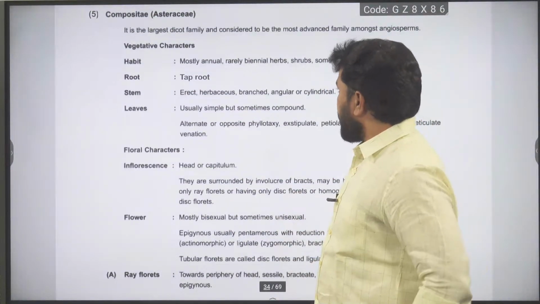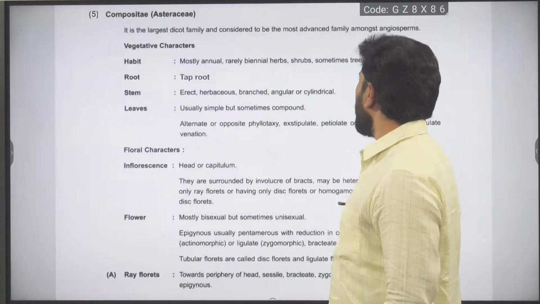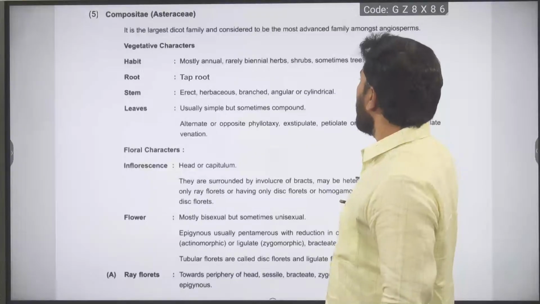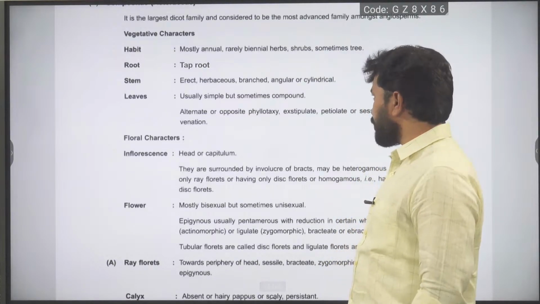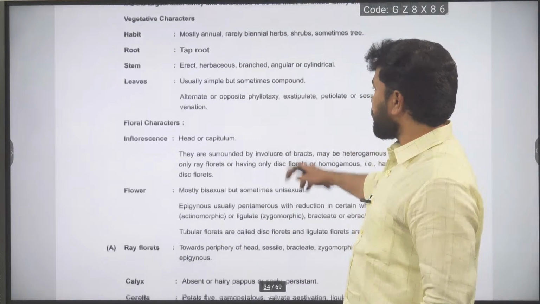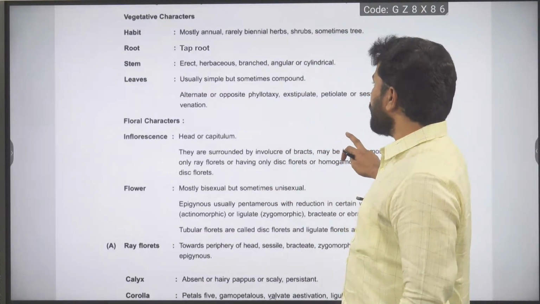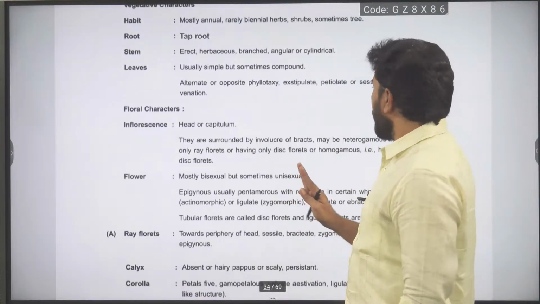Habitat and vegetative characters: mostly annuals. This dicot family is considered the most advanced family among the angiosperms because a single insect is able to pollinate many flowers. Mostly annuals, rarely biennials, and herbs, shrubs, sometimes trees. Taproot system, stem erect, herbaceous, branched. Leaves usually simple but sometimes compound. No need to worry about phyllotaxy, etc.